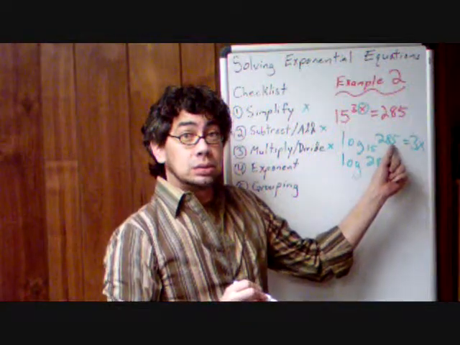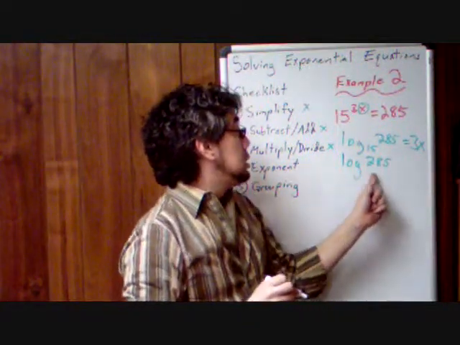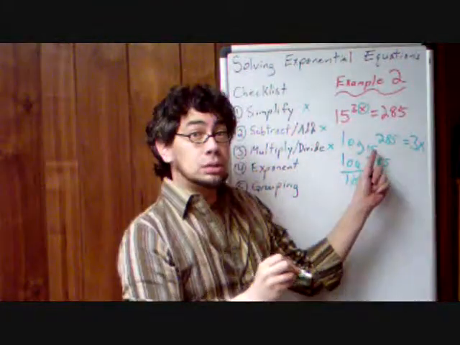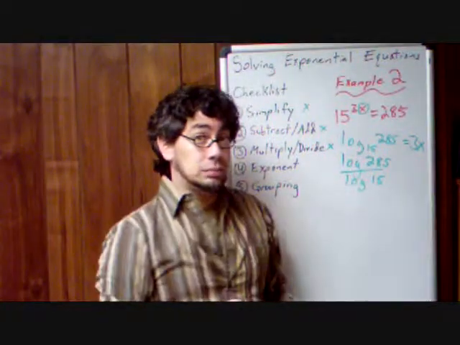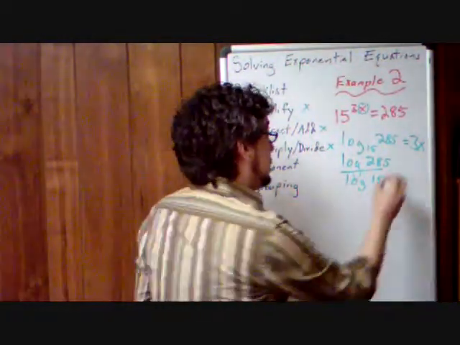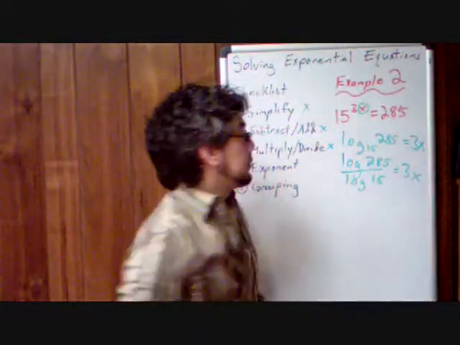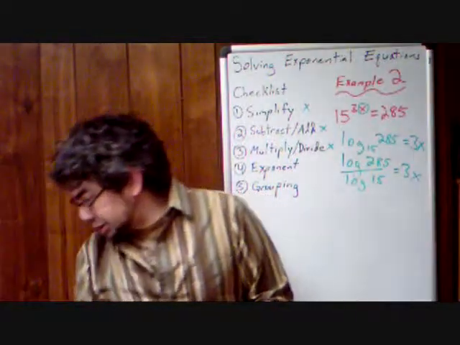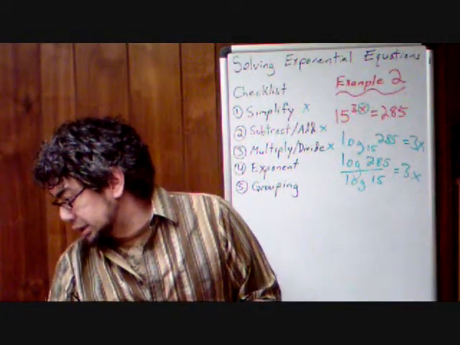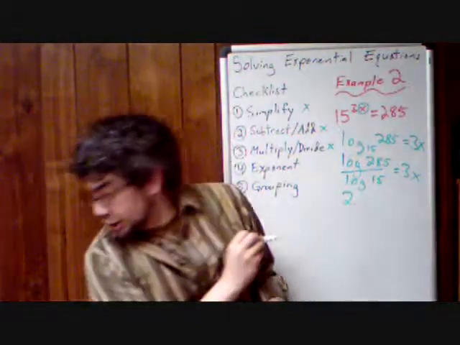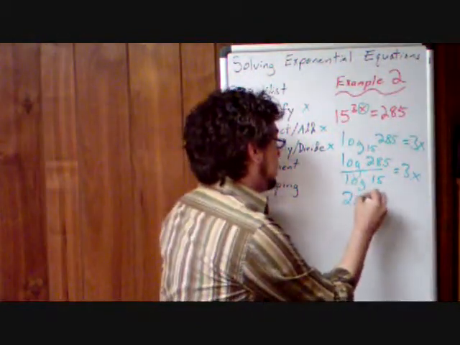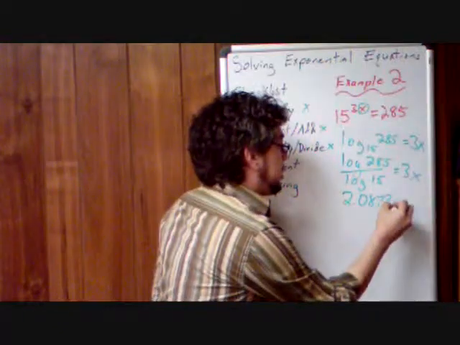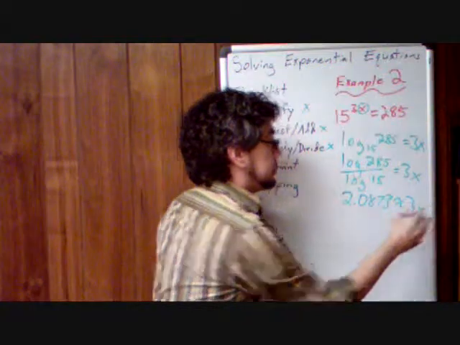That big number we're going to put at the top, log of 285. The small number we're going to use in the bottom, log of 15, equals 3x. So now that I've written it like this, I can go to my calculator and punch it in. And once I do that, I get a result of approximately 2.087. Let's do one more decimal place: 3, when I round it. And that is approximate.